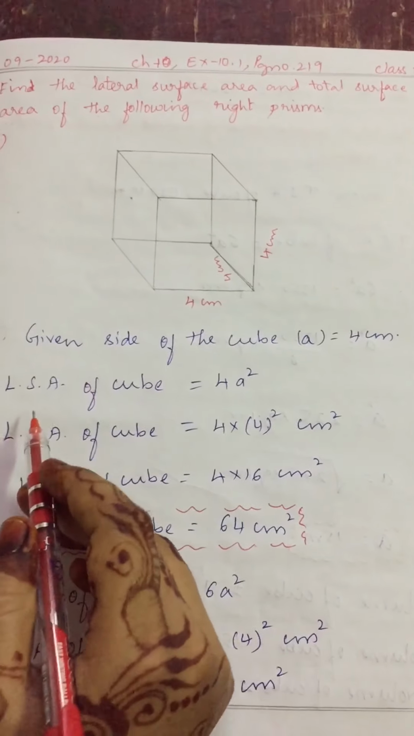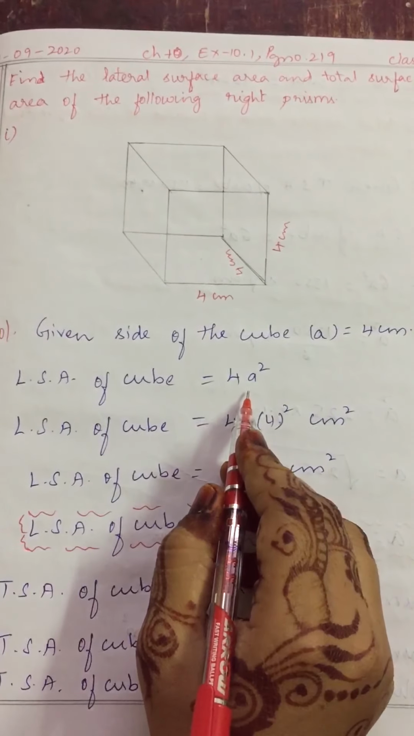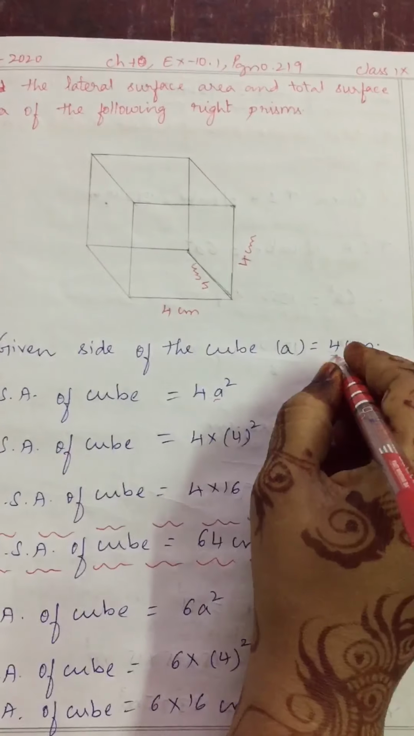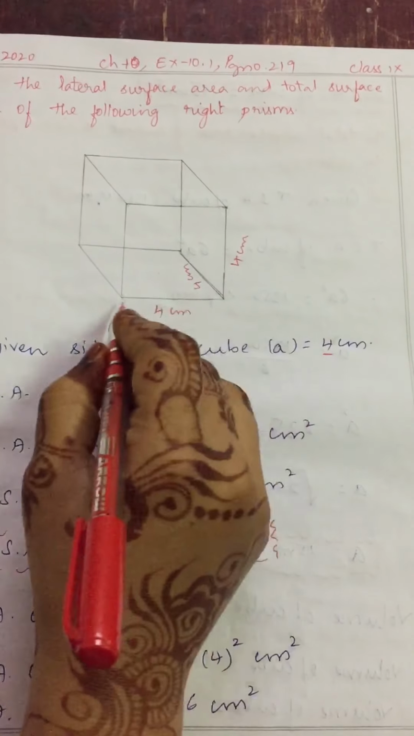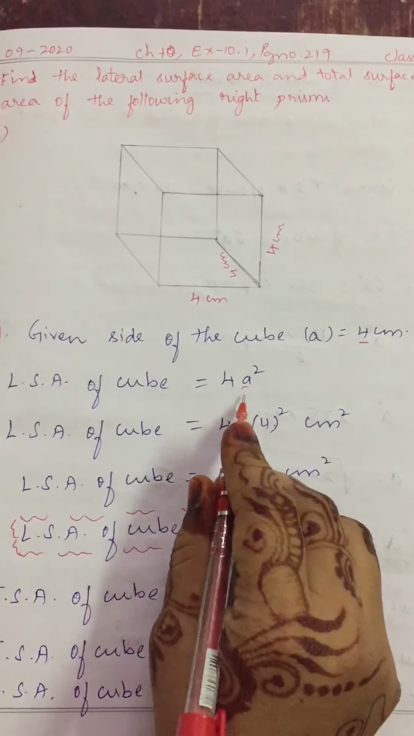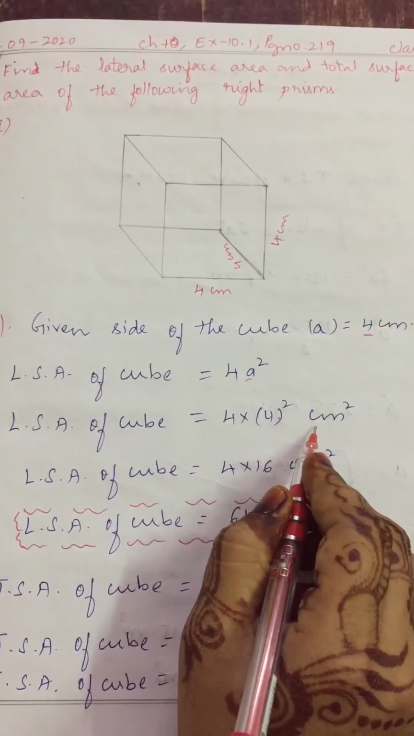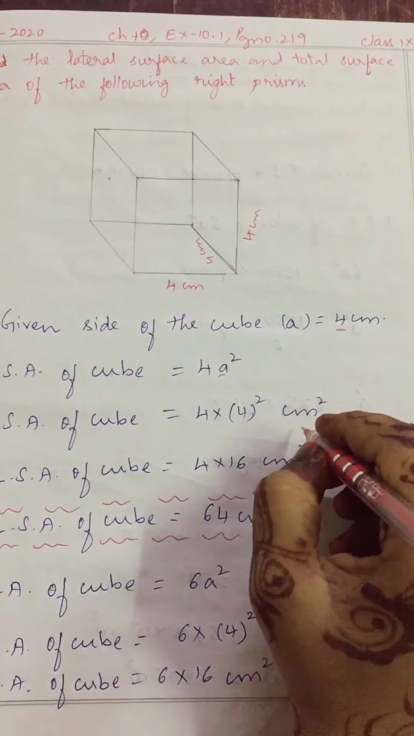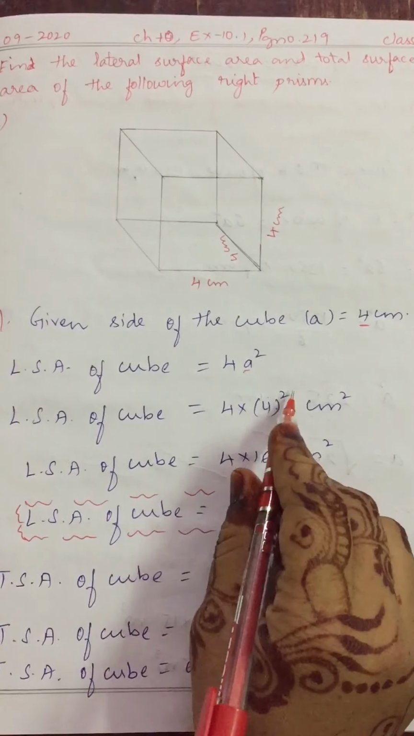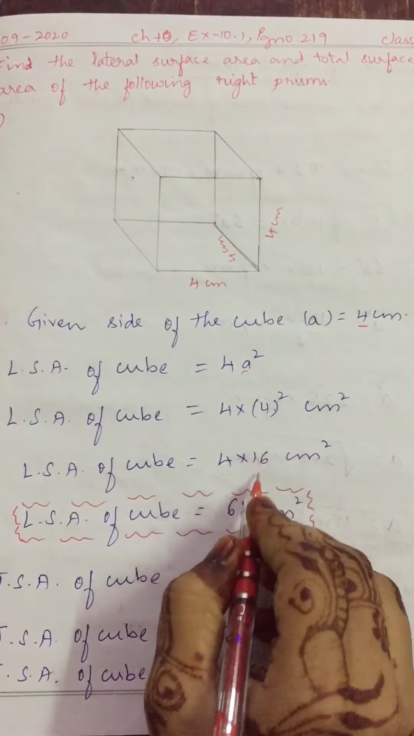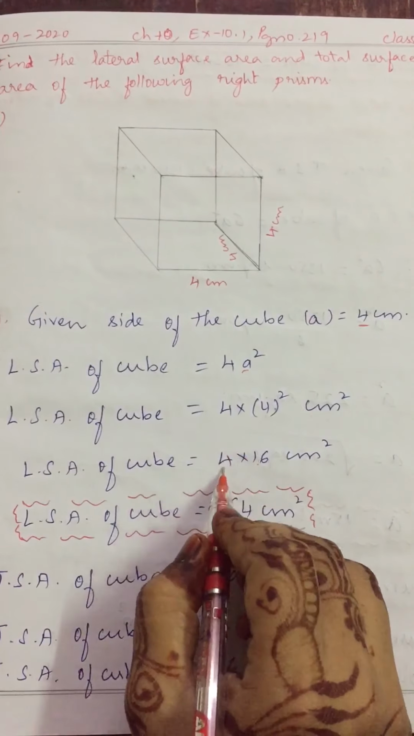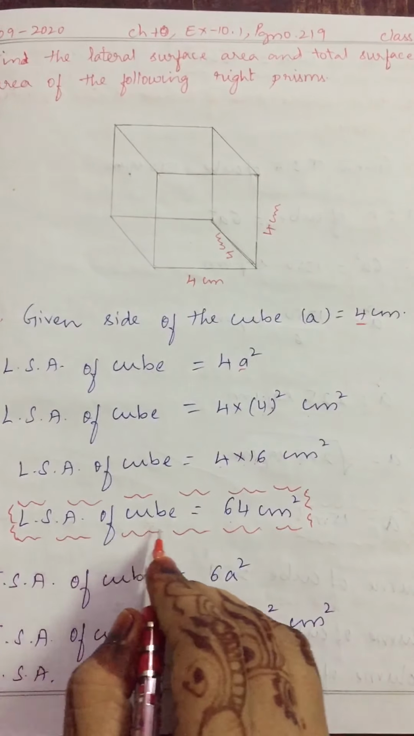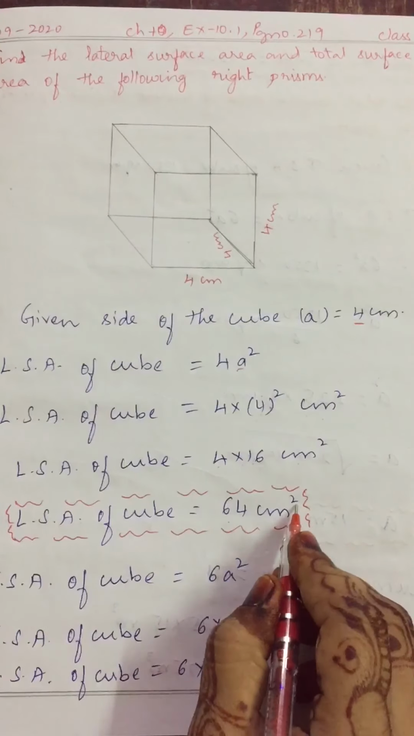We know the formula. Lateral surface area of a cube is 4a², and here a is 4 centimeter, whatever side he has given. So we substitute 4 into 4 squared centimeter squared, because area we measure in square units. Here the unit is centimeter. Clear children? 4 squared means 4 into 4, which is 16. So 4 into 16 centimeter squared, 4 sixteens are 64. So the lateral surface area of the cube is 64 centimeter squared.